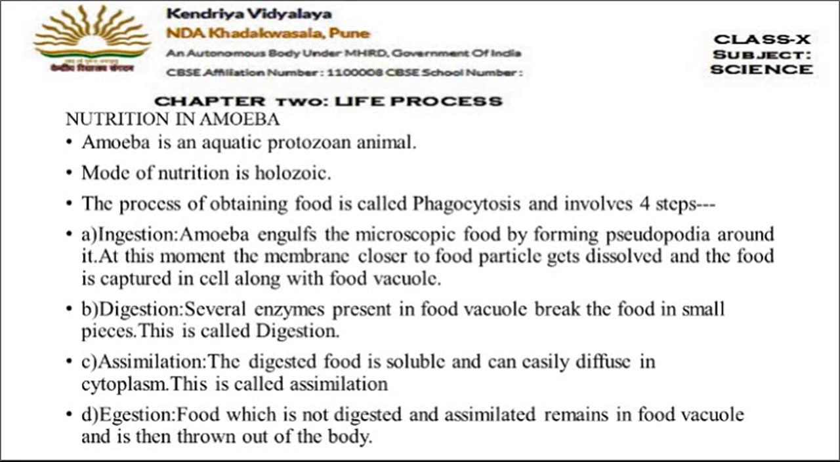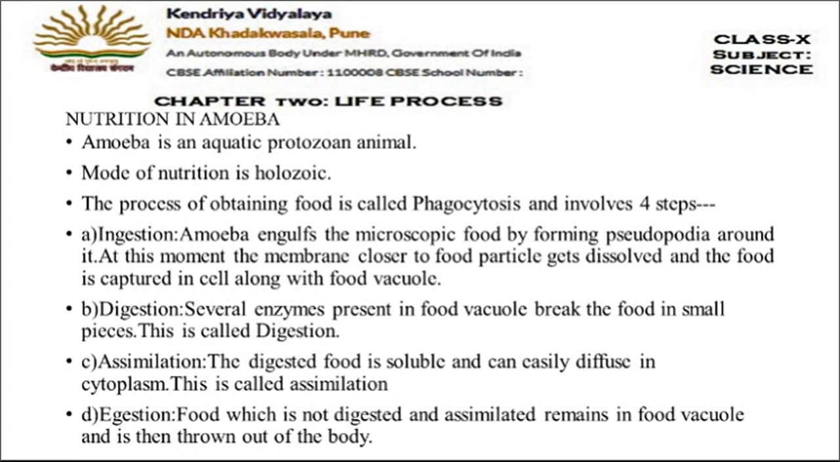How does amoeba get its food? We all know that amoeba is an aquatic animal, microscopic in nature. It cannot be seen with the naked eyes, and it's a protozoan animal. In 9th standard, you have studied phylum Protozoa. The mode of nutrition in amoeba is holozoic. Again, it means first the food will be taken inside, then digested, then absorbed, and then assimilated. The process of obtaining the food in amoeba is called phagocytosis.